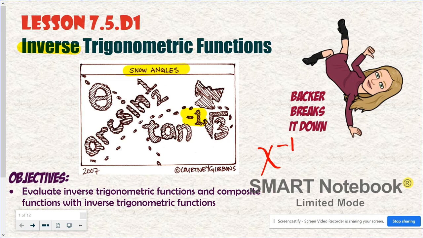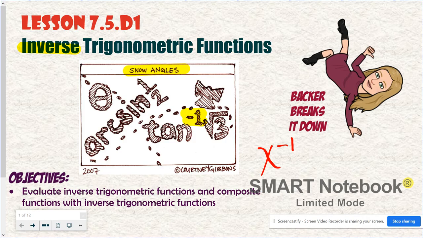We have previously used an inverse trig function to find angles. When we were solving right triangles with SOHCAHTOA, or even when we found angles using law of sines and law of cosines, we were using an inverse trig function. So we know that the result of using an inverse trig function is an angle, okay?